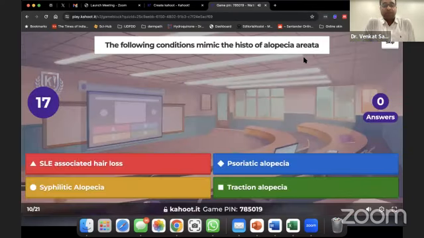Right, we've got even distribution. So traction alopecia is the only false answer. SLE-associated hair loss and psoriatic alopecia both can demonstrate both catagen-telogen shift of more than 50% and miniaturization. That's how they resemble alopecia areata.